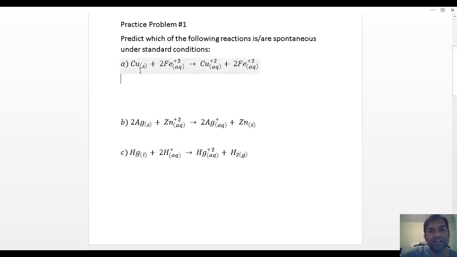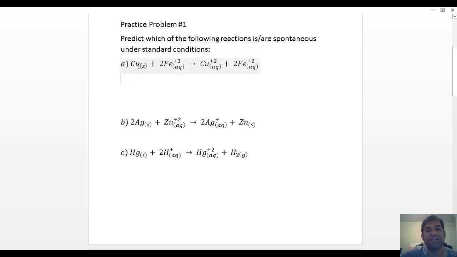So the first thing you want to do here is check to see what gets converted to what. Here we have copper going to copper plus 2, and then we have iron plus 3 going to iron plus 2. We'll just avoid the stoichiometric coefficient, the 2 to balance the equation. However, the equation is balanced here. So 2 times 3 is 6, so plus 6 on the reactant side, plus 2, and then 2 times 2 is 4, so 4 plus 2 is plus 6. So we have plus 6 on both sides.